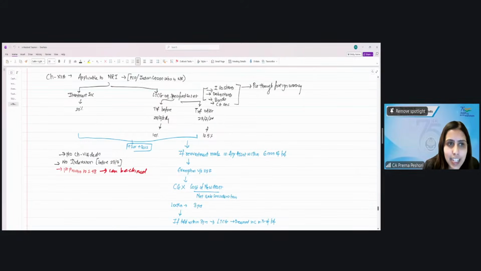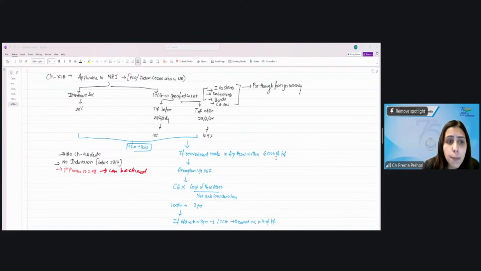And in case of LTCG, long-term capital gain, if the transfer takes place before 23rd July, then 10%. And if the transfer takes place after 23rd July, then 12.5% plus surcharge and cess. Here he will not get any Chapter 6A deduction, or indexation before 23rd July, but he can claim the first proviso to Section 48. Plus, if the reinvestment is made in any asset within 6 months of the transfer, he can claim the exemption under 115F, which is just like your 54F.